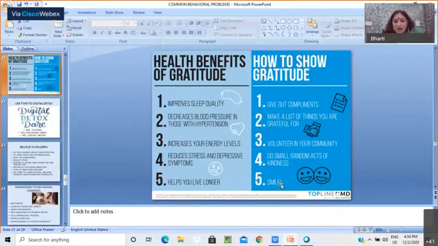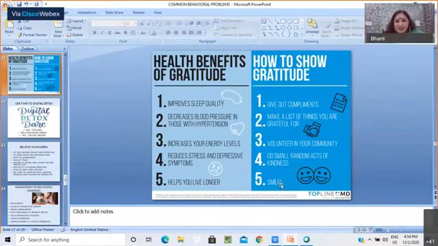Health benefits of gratitude. Of course, apart from improving sleep quality, decreasing blood pressure, reducing stress, it really helps. And how to show gratitude: give out genuine compliments, make a list of things you are grateful for, volunteer in your community. I have seen in my school, my children, before or during the unlockdown, making masks and just giving them to the community without any cost. So do small random acts of kindness.